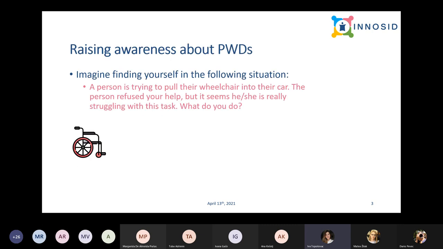So first, let's start with the following situation or question, perhaps. Imagine finding yourself in the following situation. A person is trying to pull their wheelchair into their car. The person refuses your help, but it seems he or she is really struggling with this task. What do you do? The answer to this and other such questions is situation specific. However, there are some common rules to follow, same as following social etiquette rules. I will leave you to think about this situation, and we will reference it later during this presentation.